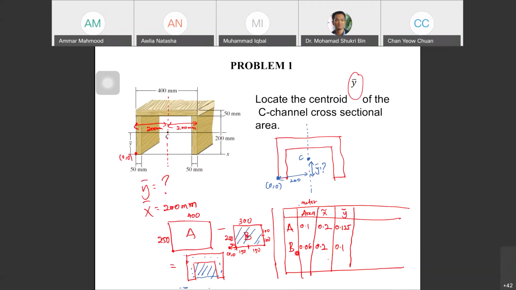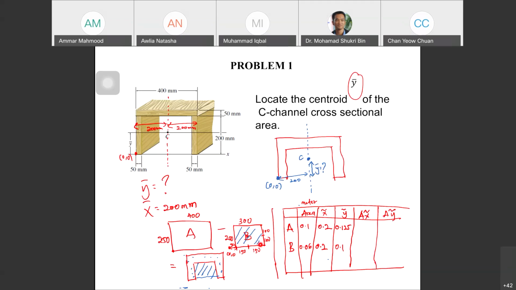0.1. Alright, so you're done with this one. Times, and then you have A times Y here. Okay, so you can times the area, before I forget. So this one is area. This one area here is this part, and this part is B.